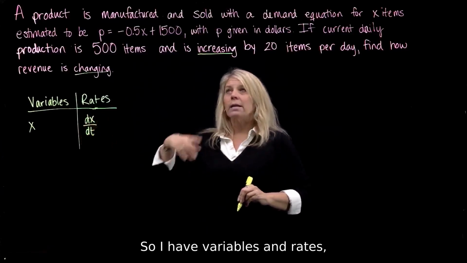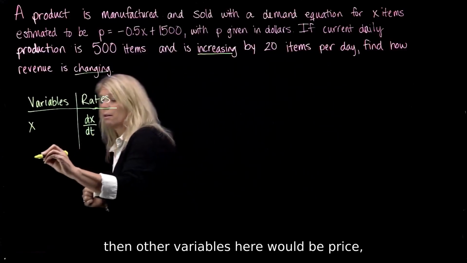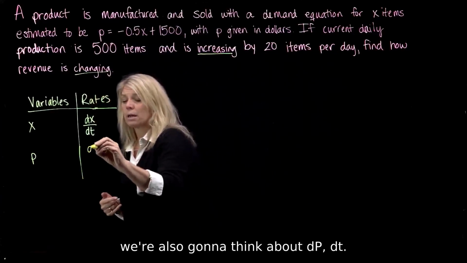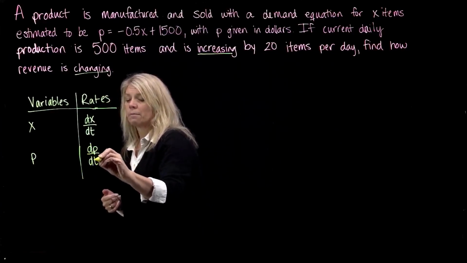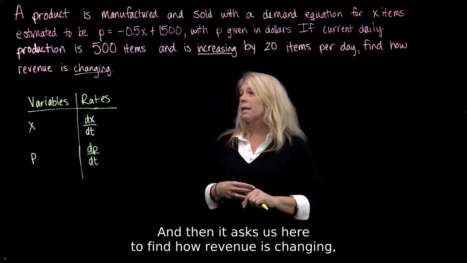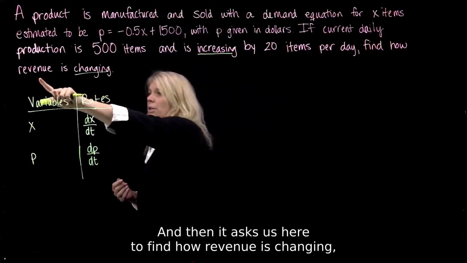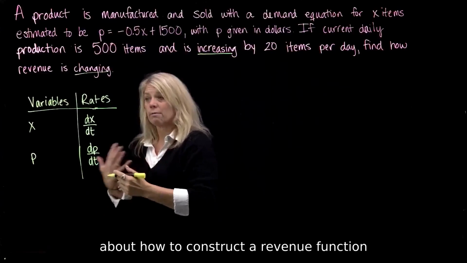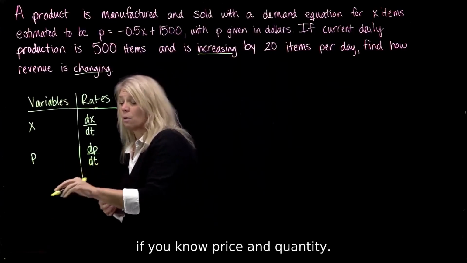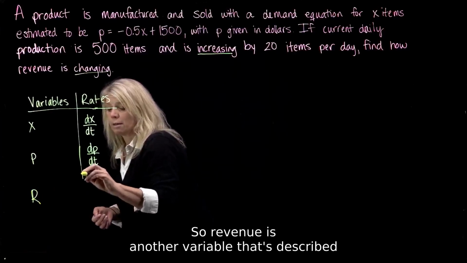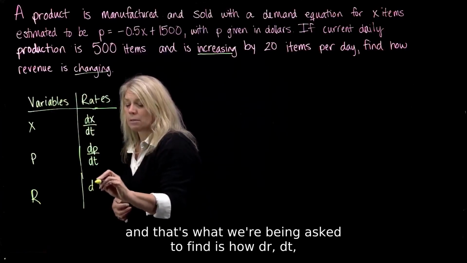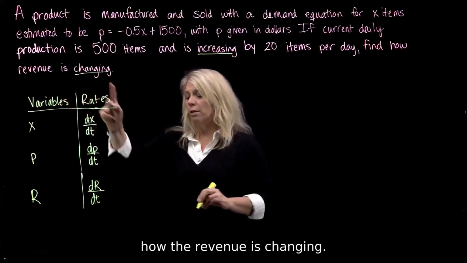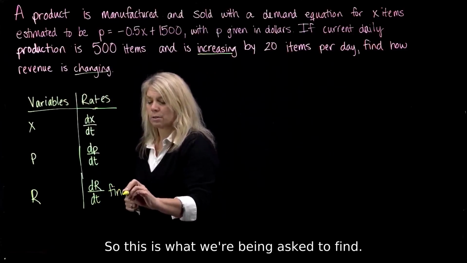So I have variables and rates, so we have something about X. Then other variables here would be price, and since our rate of change is with respect to time for that, we're also going to think about dp dt. And then it asks us here to find how revenue is changing. And so I don't have a letter in these equations for revenue, but we've talked before about how to construct a revenue function if you know price and quantity. So revenue is another variable that's described, and that's what we're being asked to find, is how dr dt, how the revenue is changing. So this is what we're being asked to find.